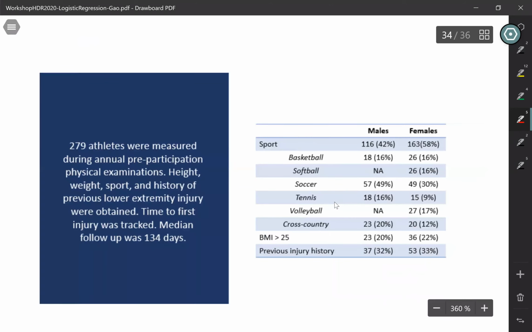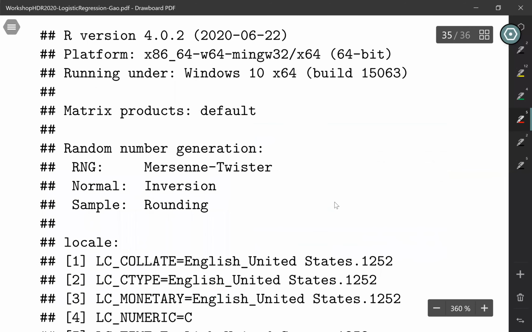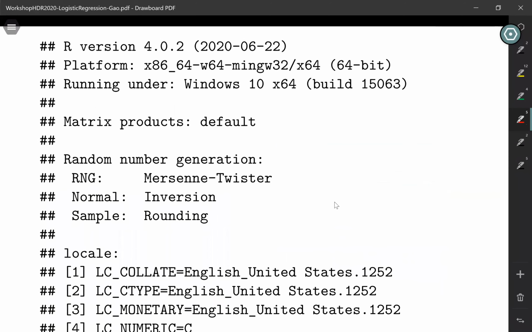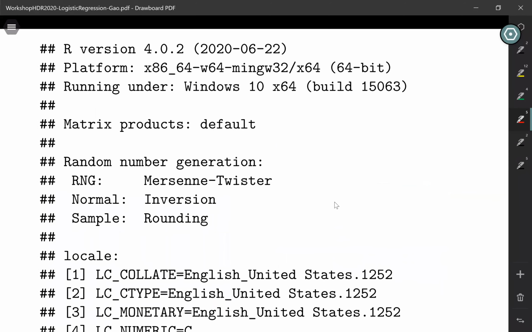And then this is a summary of the players stratified by gender, males and females, across all those sports and the BMI. And lastly, this is just the information about RStudio.